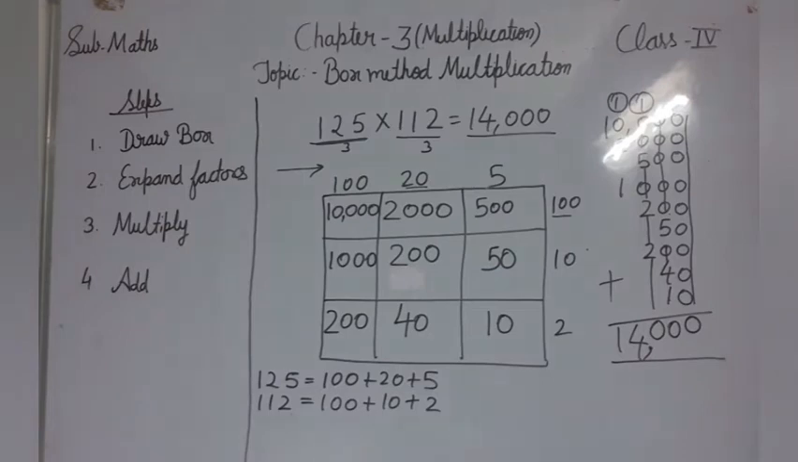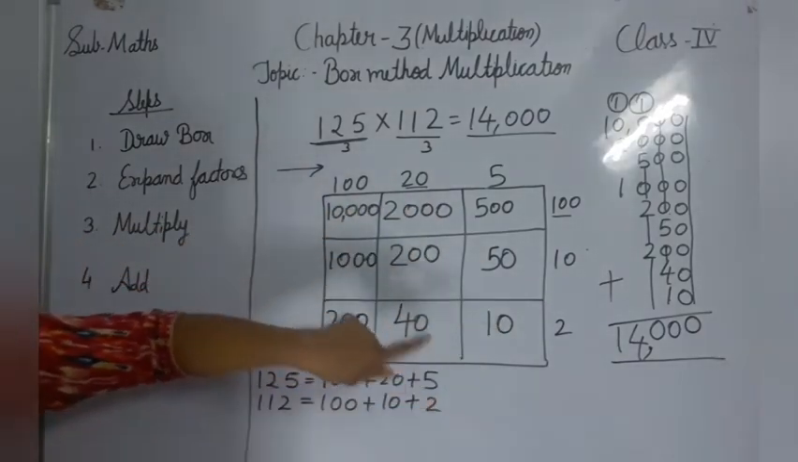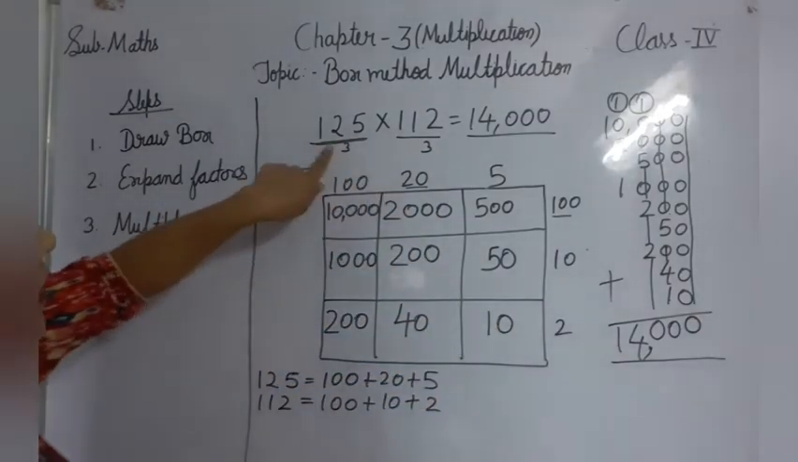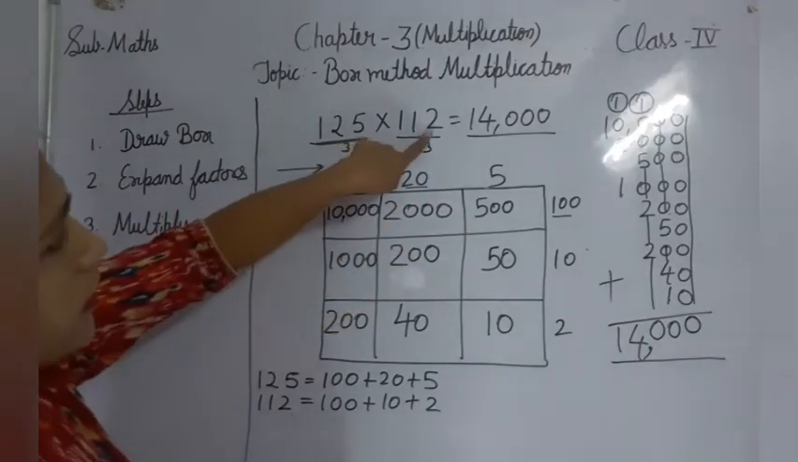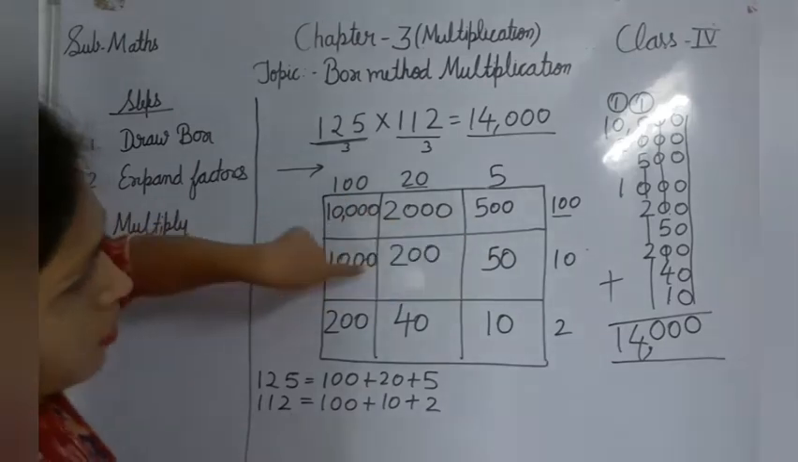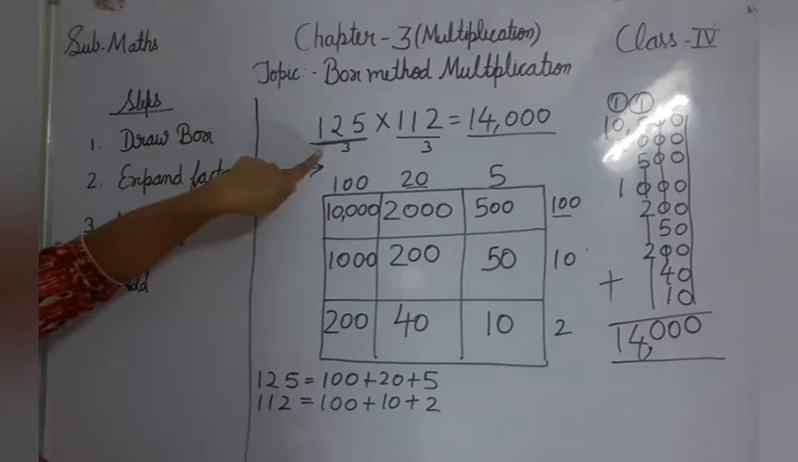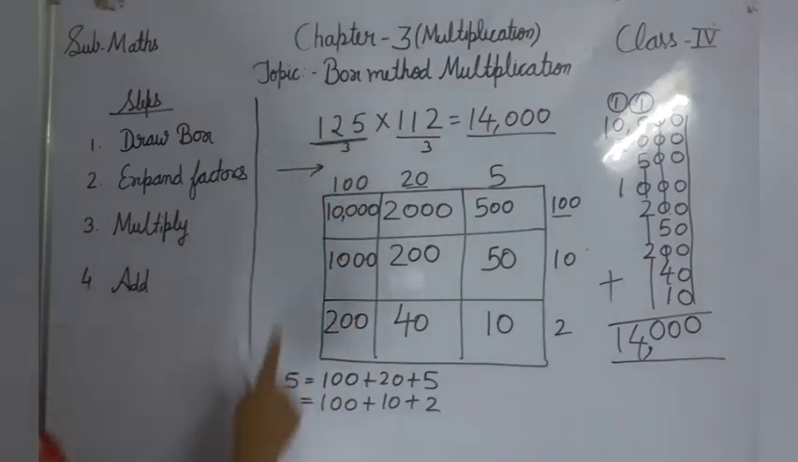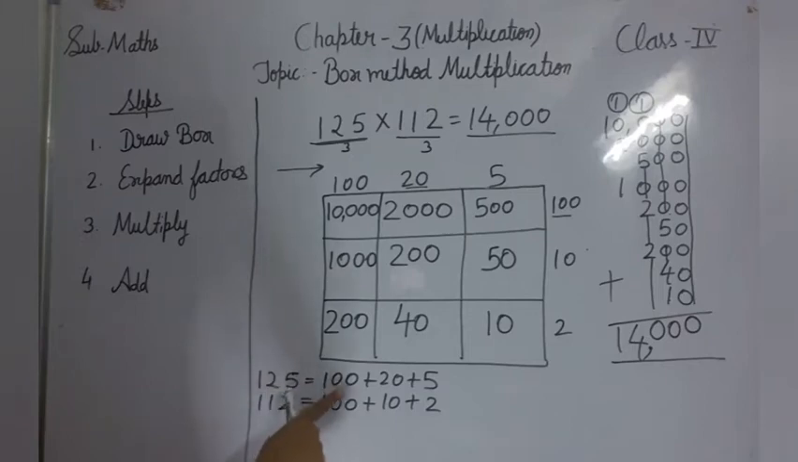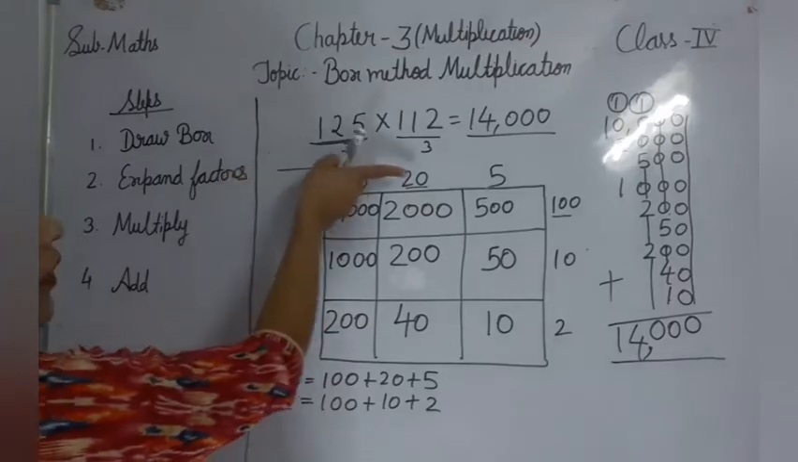Again I am repeating how we have done this. First you need to draw a box. So how many columns and rows do you have to make? It depends on the number. It's a 3 digit, so 3 columns. And 3 digits in this one, so 3 rows. Okay. Now the second, expanded factor. Each number we have to write in expanded form. Here we have 2 numbers. So the first number, if I write it in expanded form, you will get 100 plus 20 plus 5.